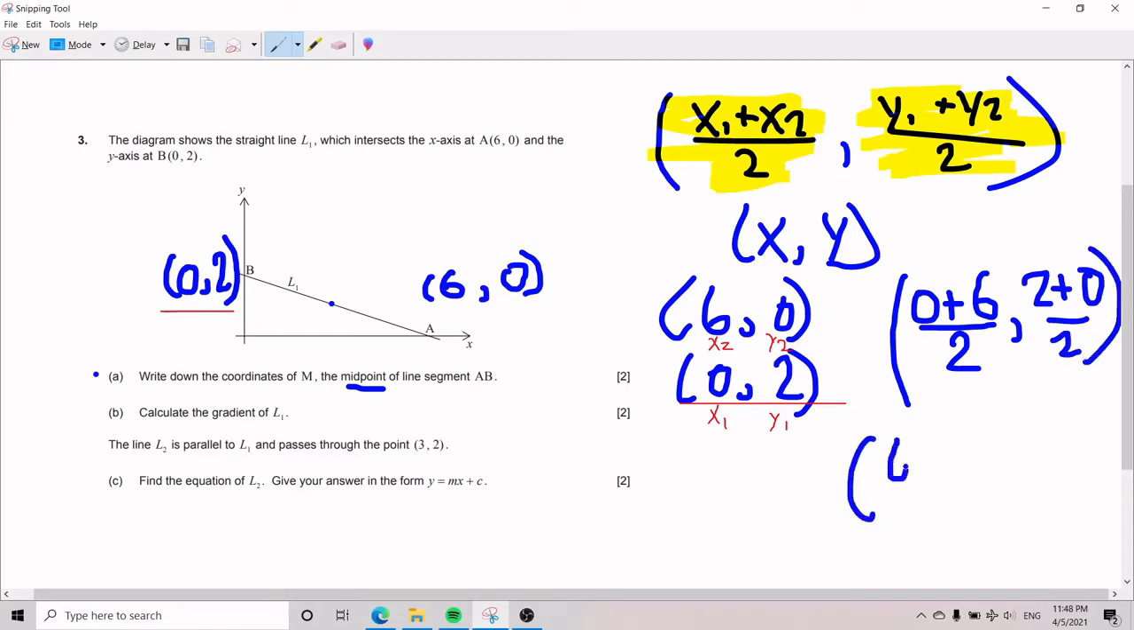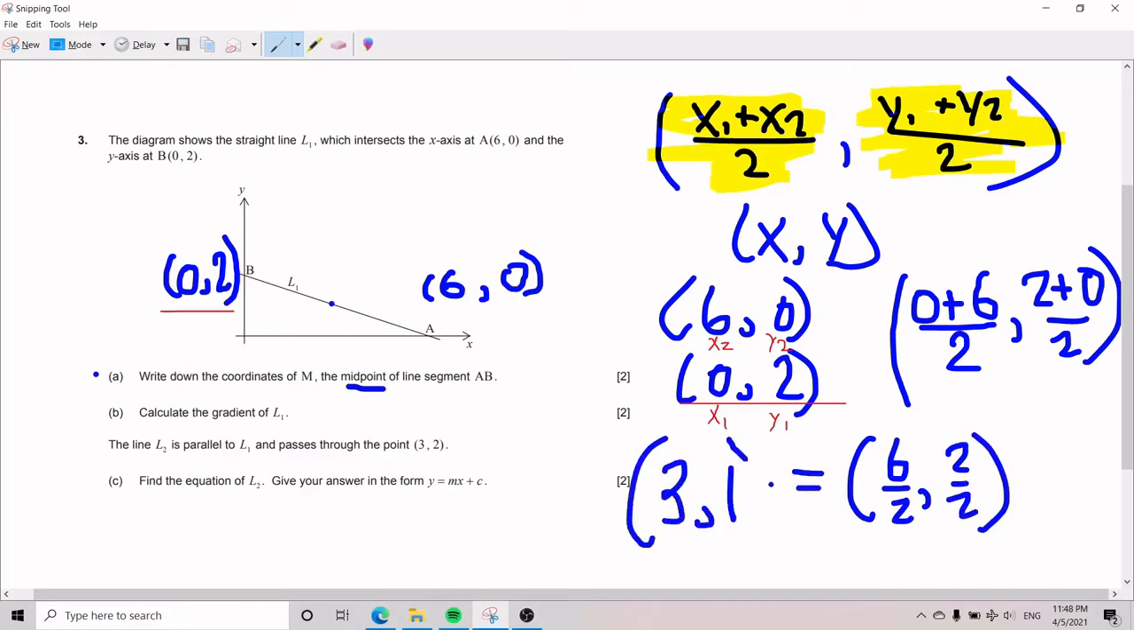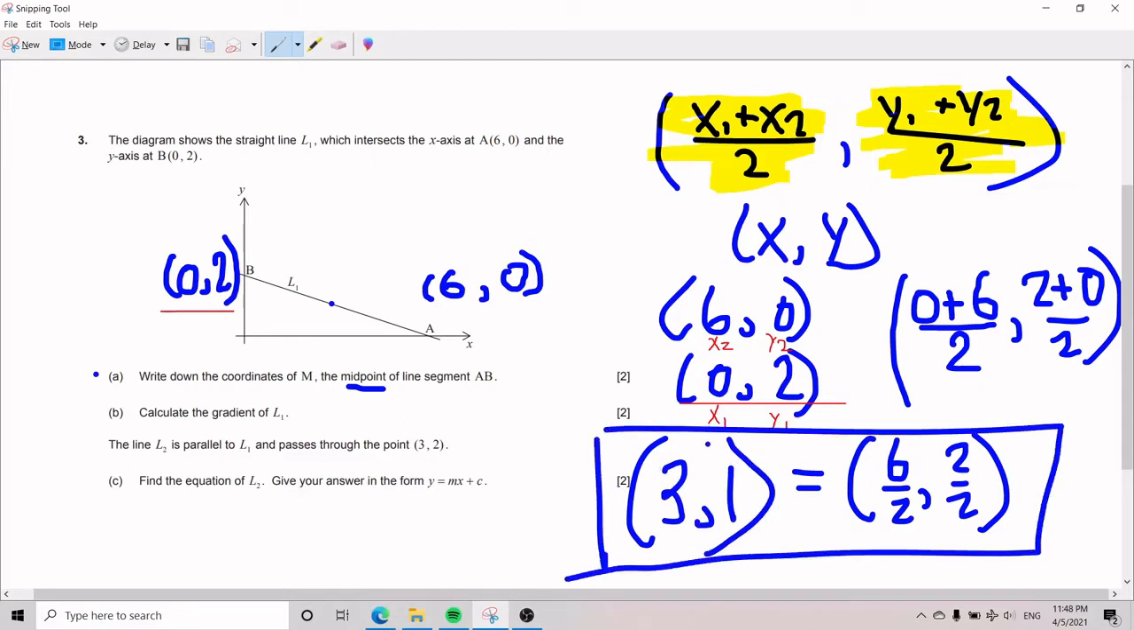And so doing a little bit of math, we end up with 6 over 2, comma, 2 over 2, which gives me the set of points (3, 1). So that is how you use the midpoint formula. It's very important that you define the x1 and y1 and the x2 and y2 respectively, and that you are consistent. So that is for part A. The midpoint is (3, 1).